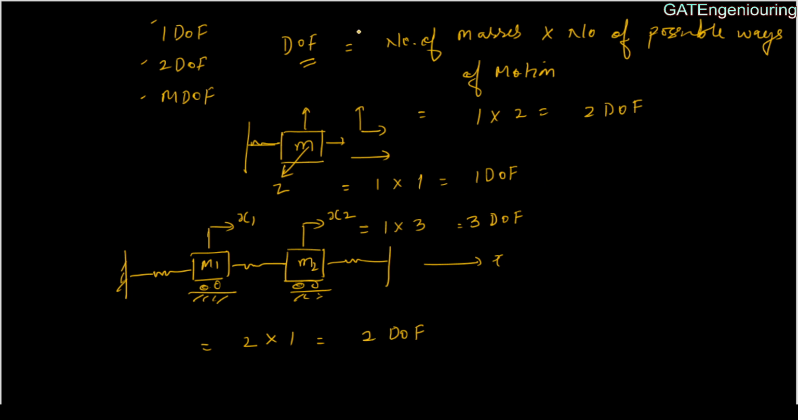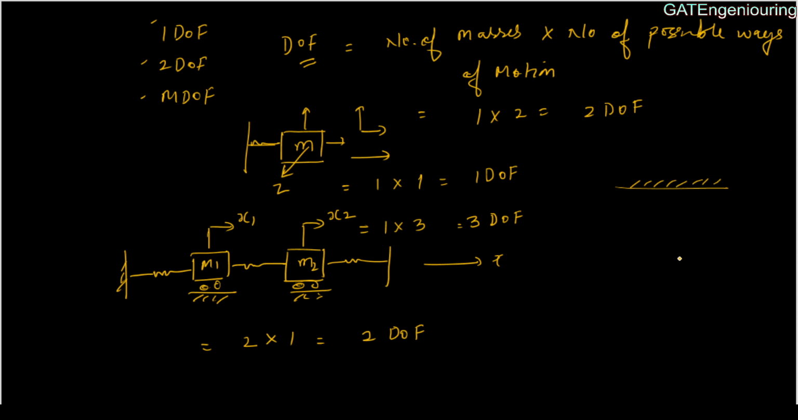Okay, so that's how we can say the degree of freedom of a system basically depends on the masses as well as the number of possible ways of motion. I hope this concept of degrees of freedom is now very clear to all of you. And additionally, these were examples of linear systems, the translational motion. If we talk about rotational motion, the best example can be a simple pendulum.